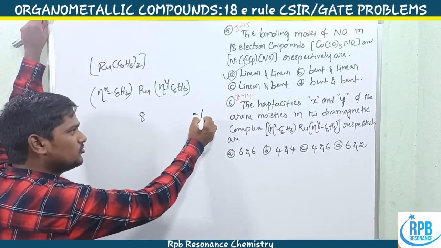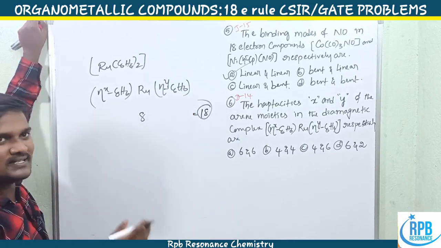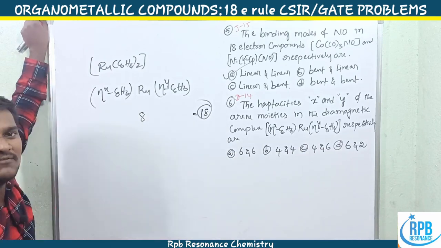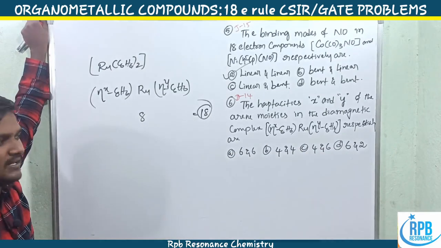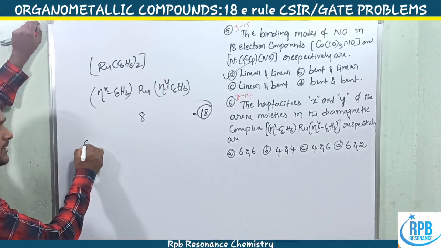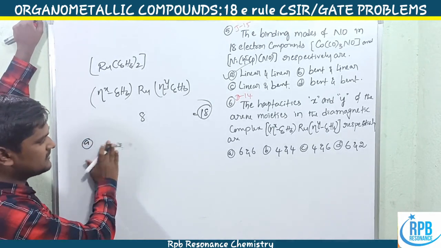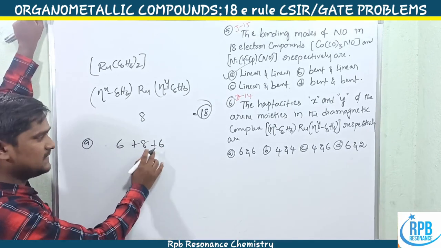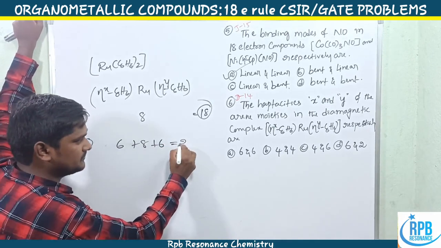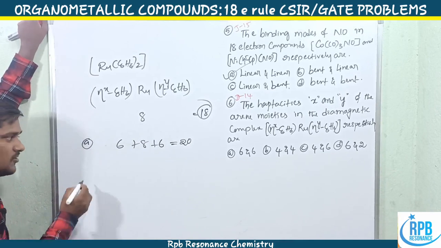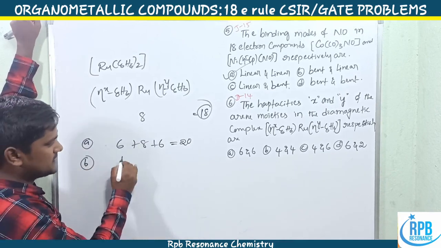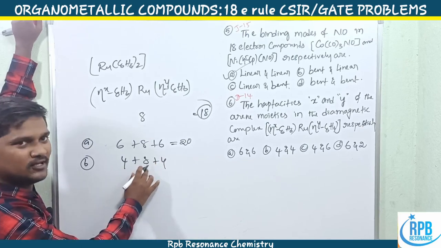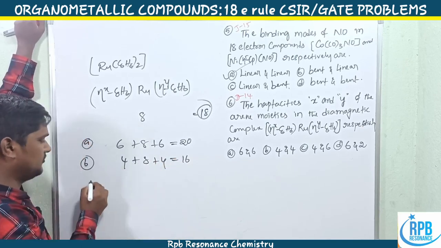So if you want to follow the 18 electron rule, substitute the values of option A, option B, option C, option D. The option that produces 18 electrons is the correct one. Now option A: X is equal to 6, and Y is equal to 6. 6 plus 6 is 12, 12 plus 8 is 20. So it does not follow the 18 electron rule. Now B: X is equal to 4, Y is equal to 4. 4 plus 8 is 12, 12 plus 4 is 16. It also does not follow.